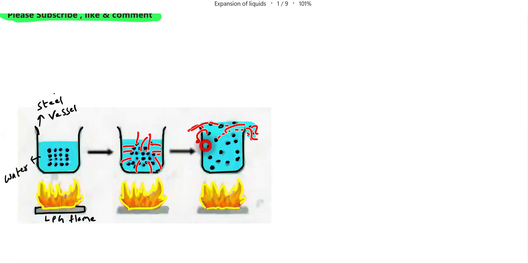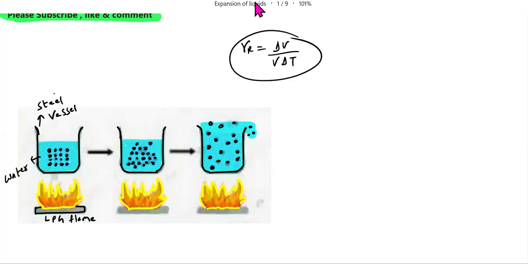The same way we define gamma R: gamma R equals change in volume by initial volume into delta T. This will be a little bit difficult quantity to measure because both the solid as well as the liquid are going to expand here. This was the basic scenario.